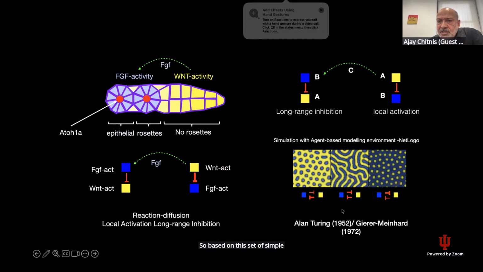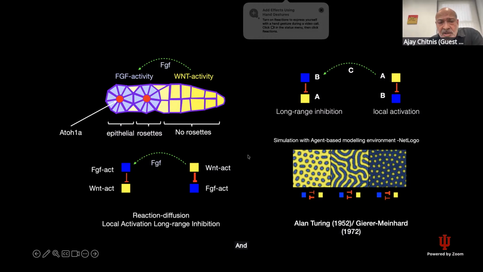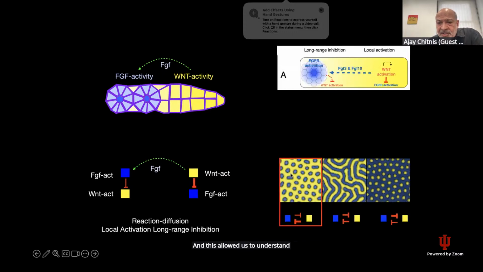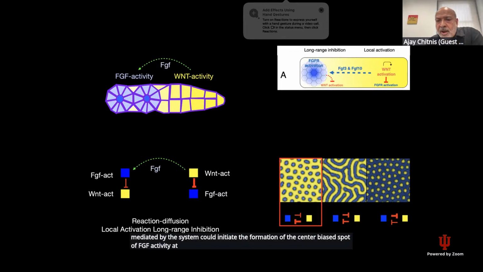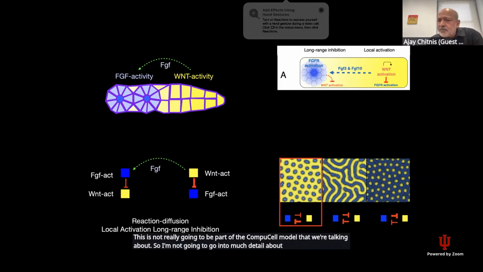So based on this set of simple simulations, we were able to see how these different patterns arise as a consequence of the simple set of interactions. And we recognized the similarity of this network to the ones I have just described. And this allowed us to understand how a set of interactions mediated by the system could initiate the formation of the center-biased spot of FGF activity at the trailing end of the primordium. This is not really going to be part of the CompuCell model that we're talking about, so I'm not going to go into much detail about it, but you can ask me more about it at the end if you'd like to learn more.